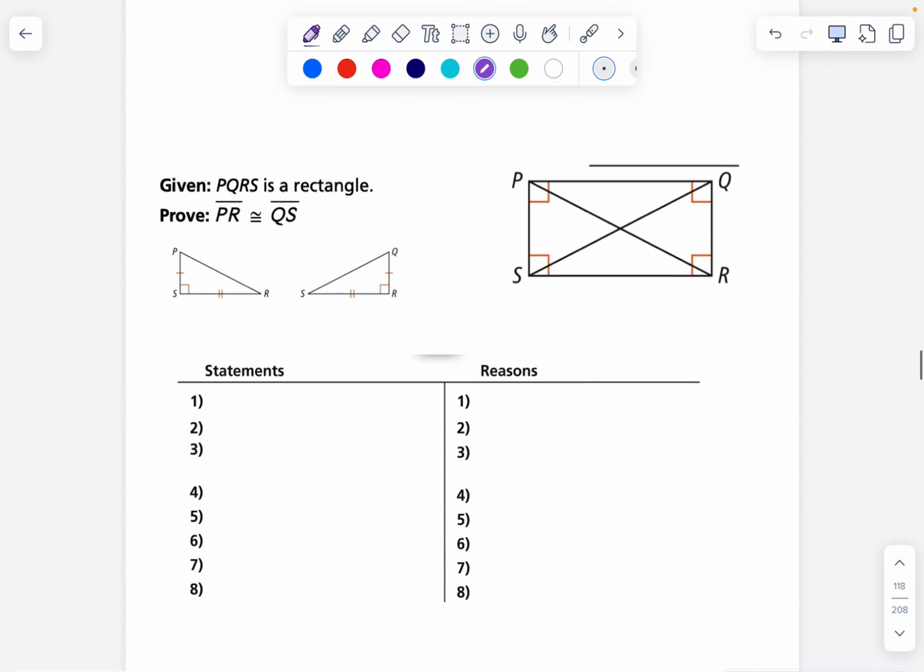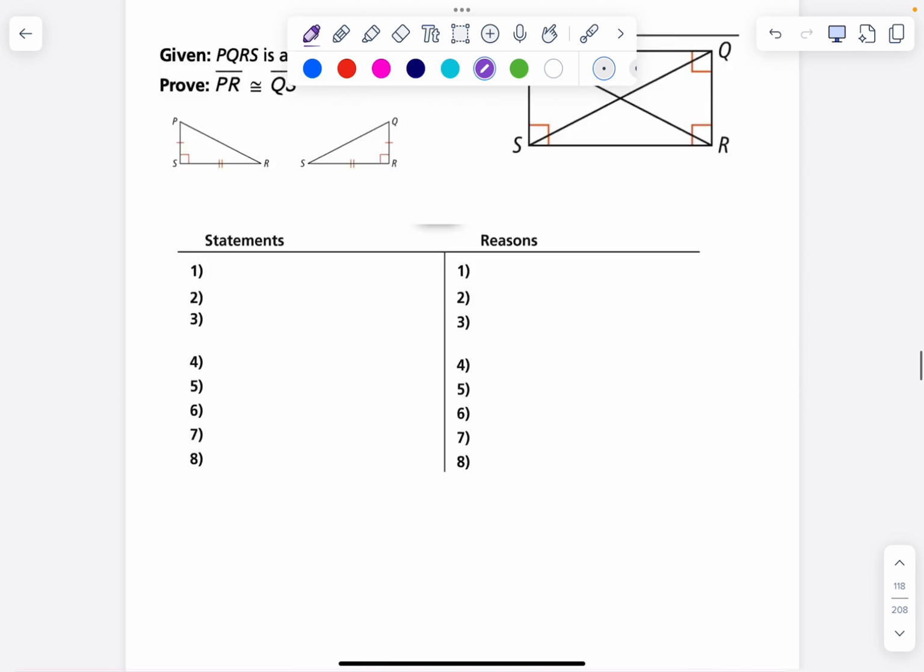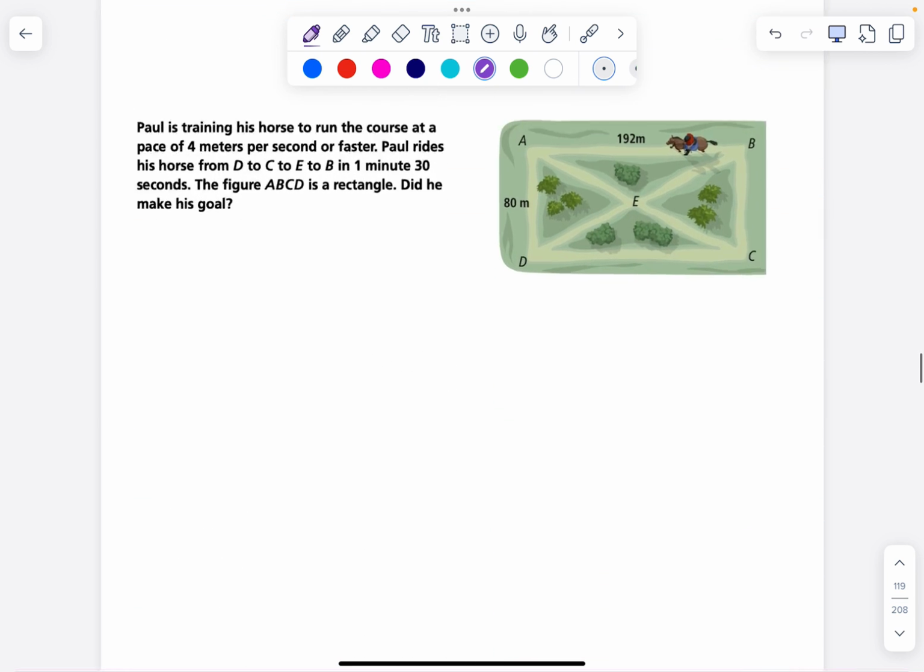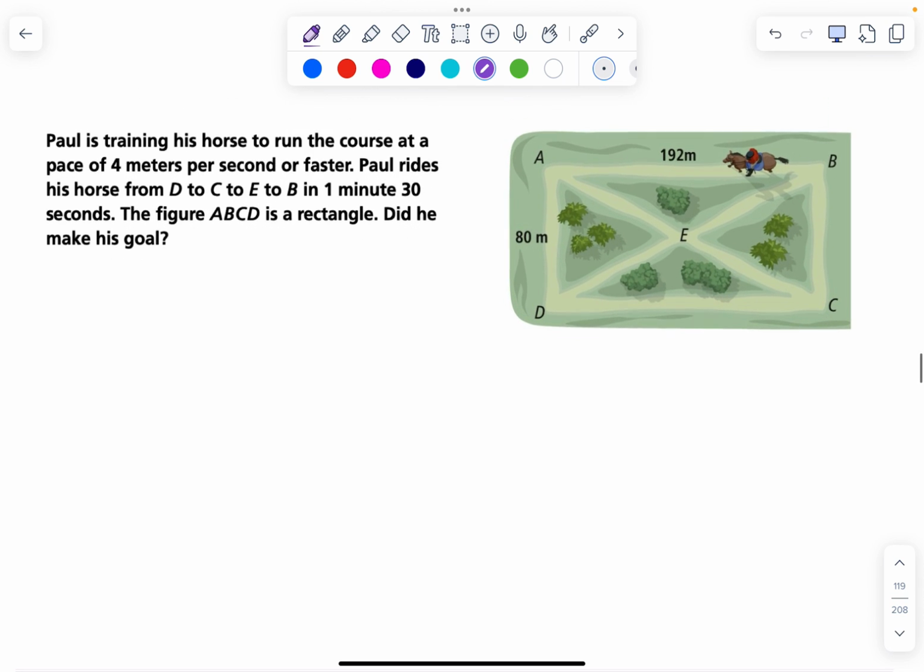All right, let's do something else. Hey, there's a proof. You guys like horses? What do you like?